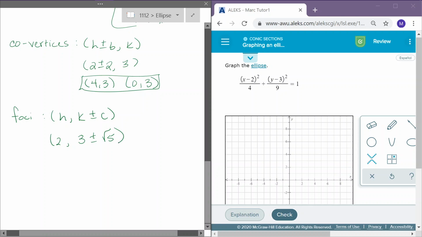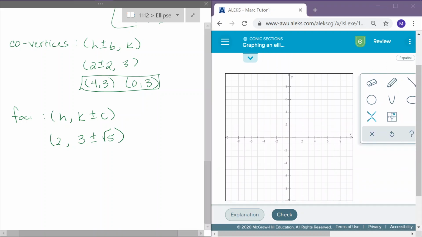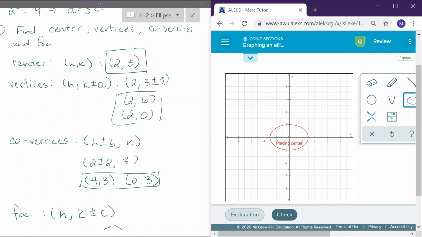So let's look at graphing this ellipse. We know that our center is at (2, 3). We know that we have one vertex at (2, 6). And we know that we have a co-vertex at (4, 3).